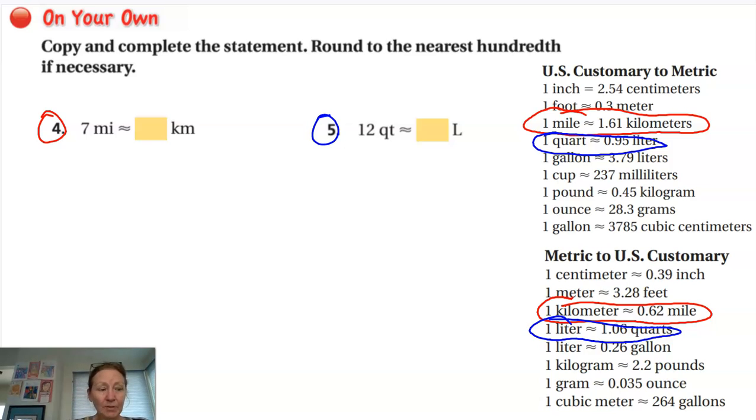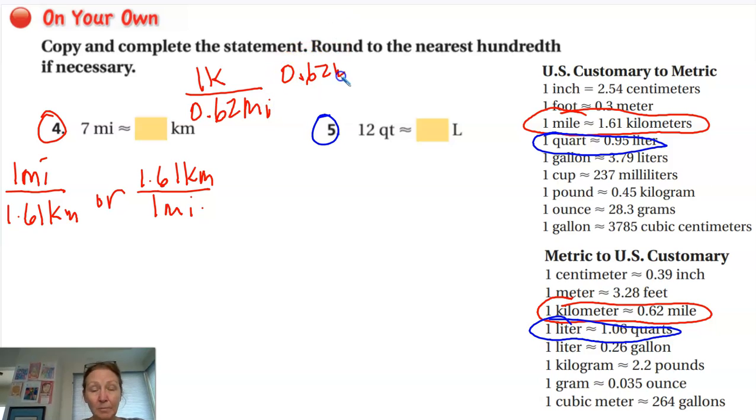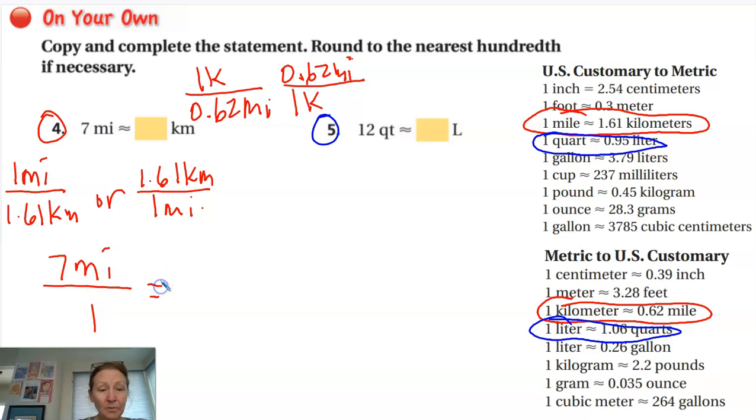All right, so I think I'm just going to grab, I have conversion factors are 1 mile to 1.61 kilometers, or I flip it, 1.61 kilometers per 1 mile. The other one is 1 kilometer, 1K is equal to 0.62 miles, or I flip it and do 0.62 miles is equal to 1 kilometer. So I'm doing 7 miles over 1 equals how many kilometers.